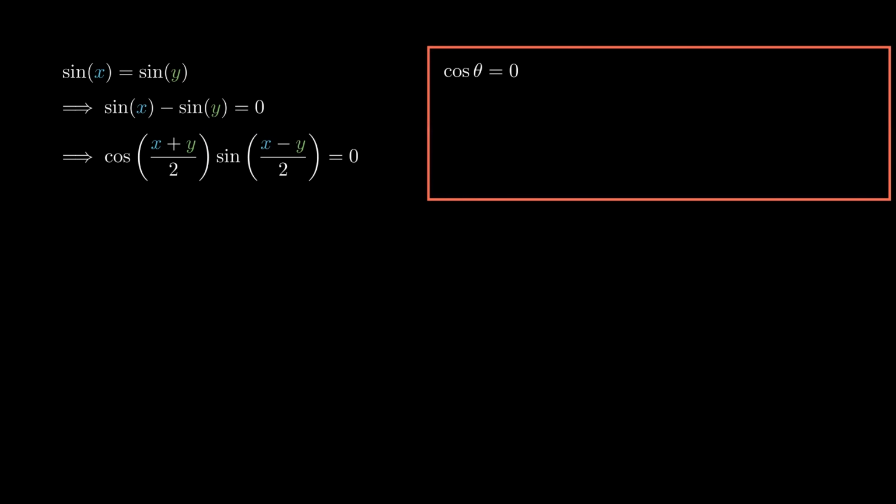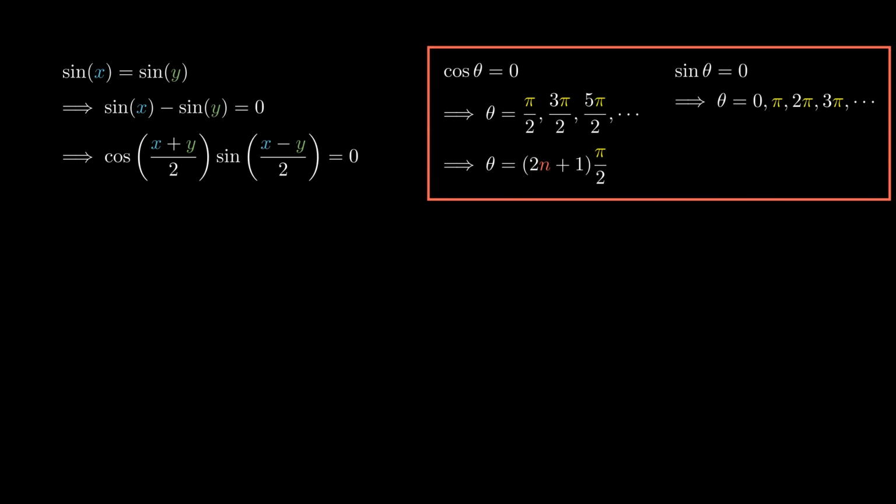Cos theta is 0 when theta is pi over 2, 3 pi over 2, 5 pi over 2 and so on. So basically any odd multiples of pi over 2. We can write this as theta equals 2n plus 1 times pi over 2. Similarly, sin theta is 0 when theta is 0, pi, 2 pi, 3 pi and so on. We can write this as n pi.